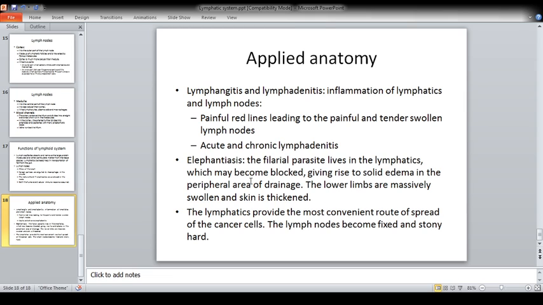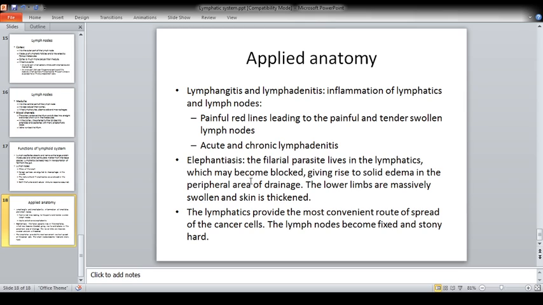So there is lymphangitis and lymphadenitis. Inflammation of the lymphatic channels is known as lymphangitis, whereas inflammation of the lymph nodes is known as lymphadenitis. So the clinical correlation of this condition would be painful red lines leading to painful and tender swollen lymph nodes seen on the skin.